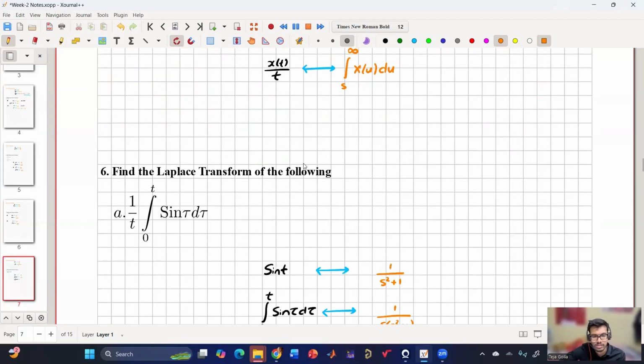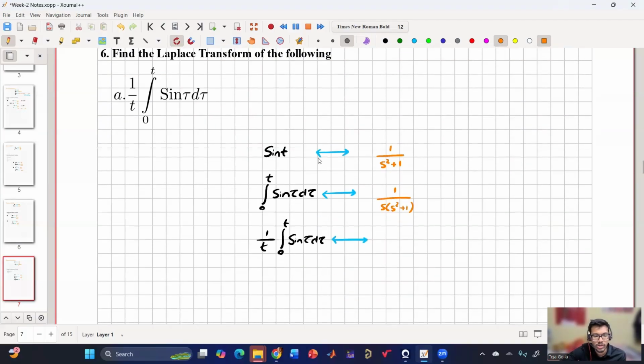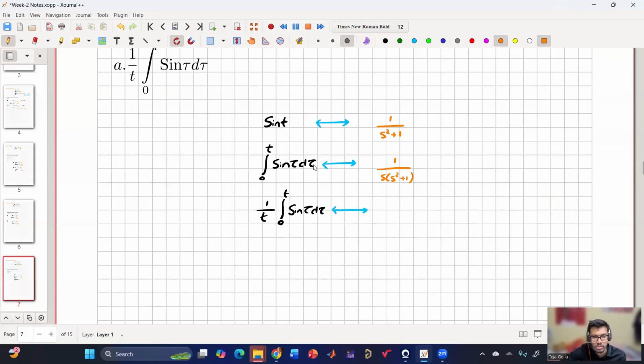Yes, integration. So basically x of t, we have x of s, right? So x of t by t is integration from s to infinite. So here, this is my x of t now. So x of t by t is what? This is my x of s, right? So from here to here, I have used the time integration property. And from here to here, I'll be using the frequency integration property.